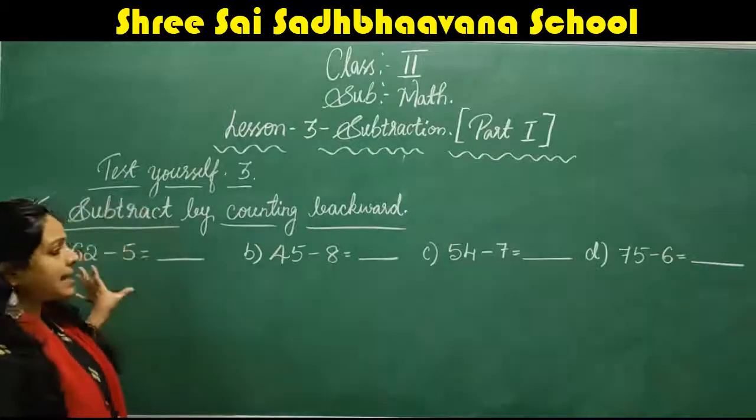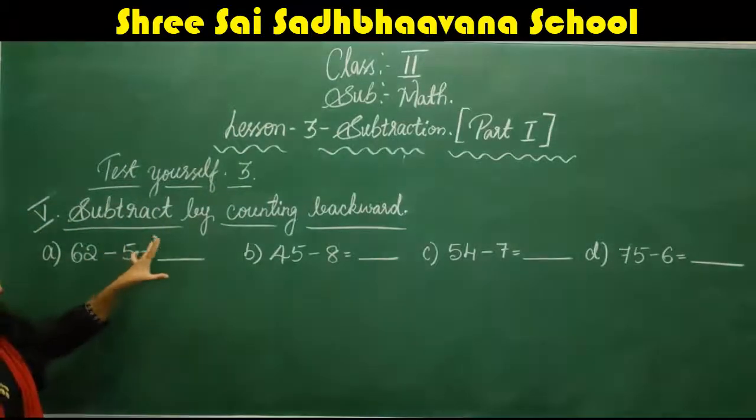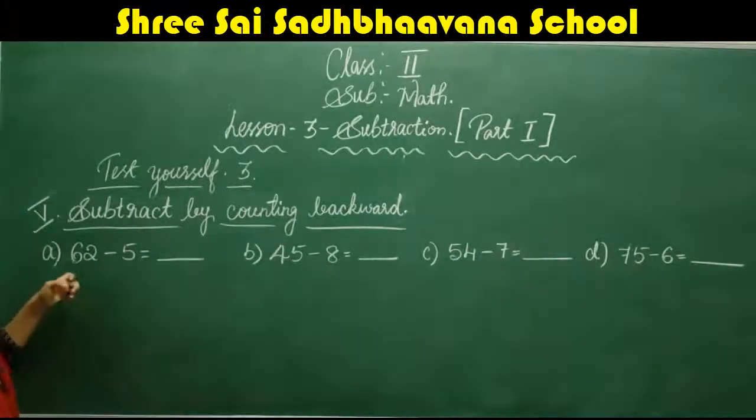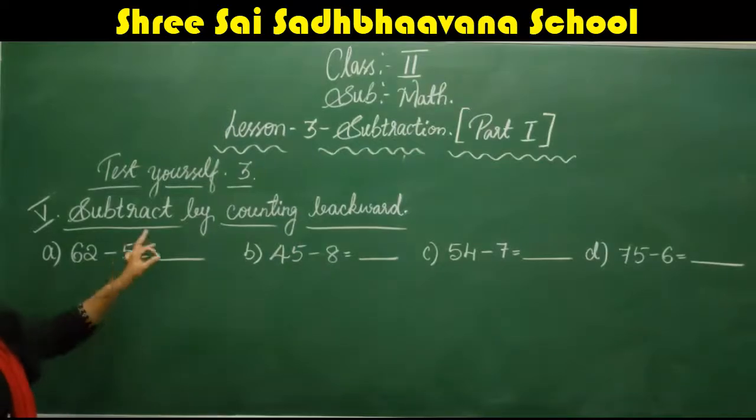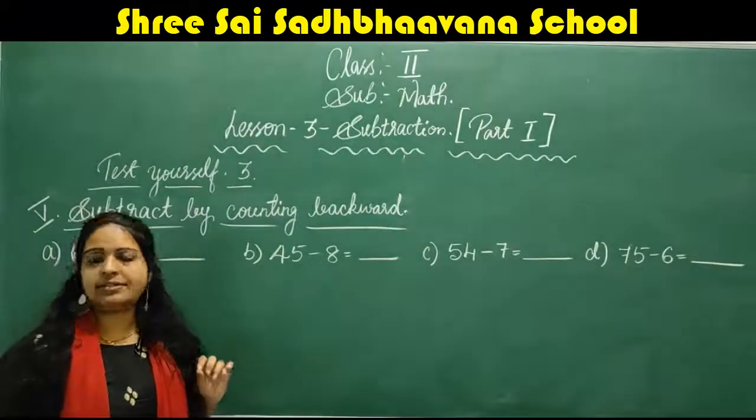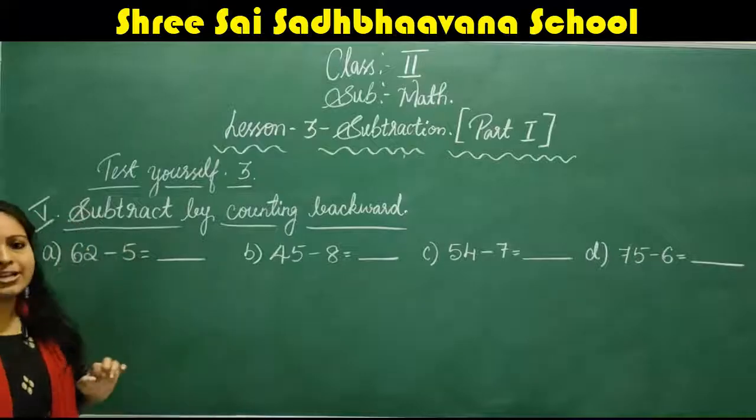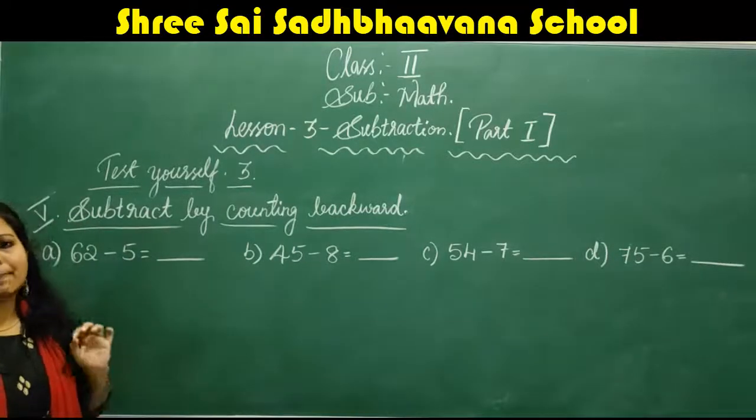Similarly, here we have to subtract by counting backward. So here you see the first sum, 62 minus 5. So from 62 you have to minus 5. How? By counting the backward. Let me tell you an easy method to count the backward number.